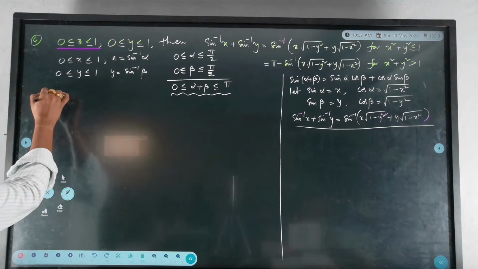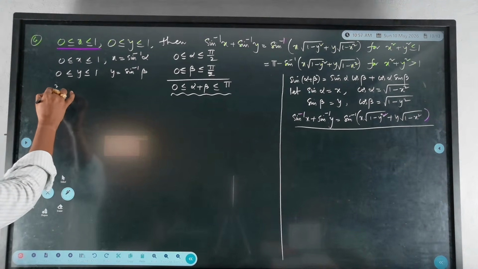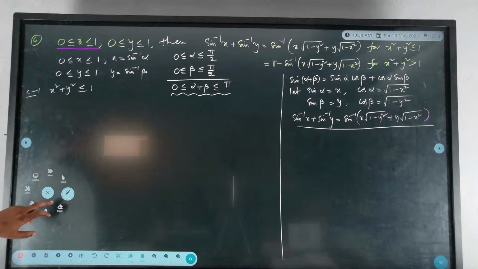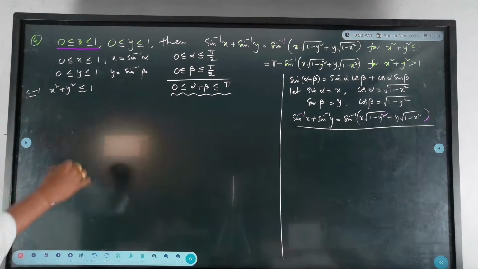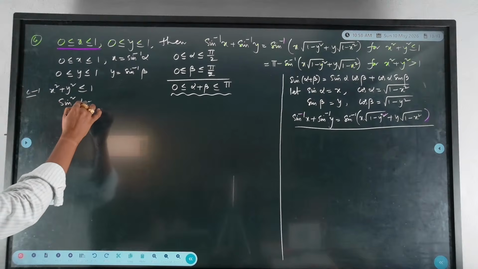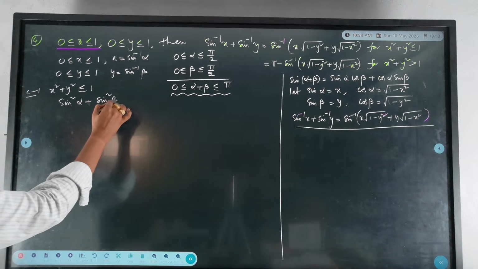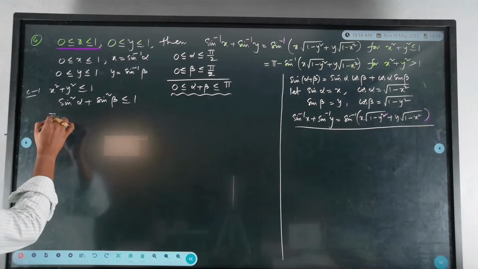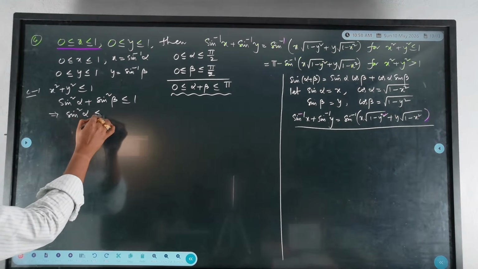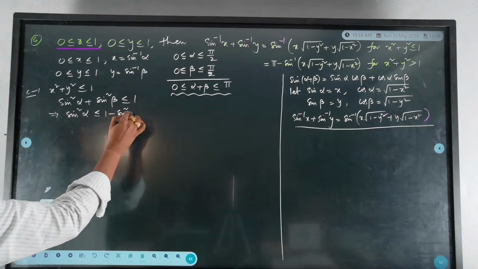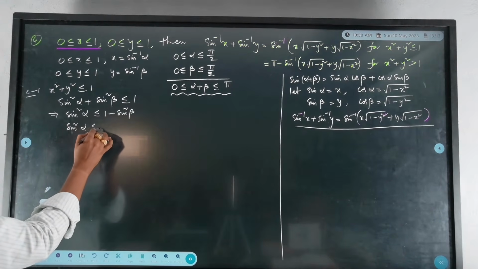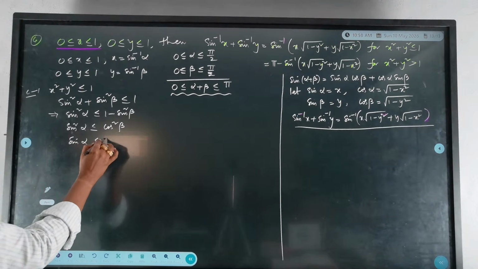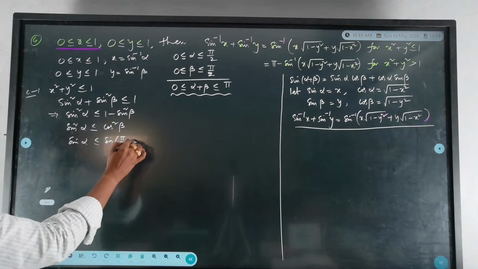Now x square plus y square less than or equal to 1. Case 1: x square plus y square less than or equal to 1, where x is sin alpha, so sin square alpha plus sin square beta less than or equal to 1. So sin square alpha less than or equal to 1 minus sin square beta, so sin square alpha less than or equal to cos square beta, so sin alpha less than or equal to cos beta.